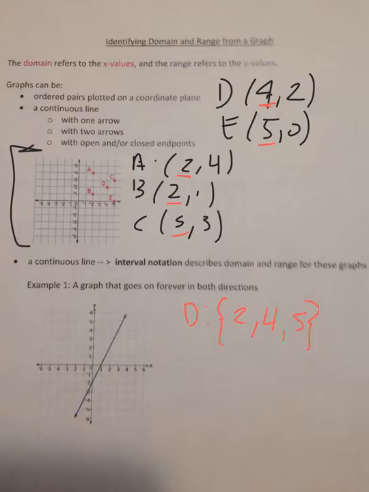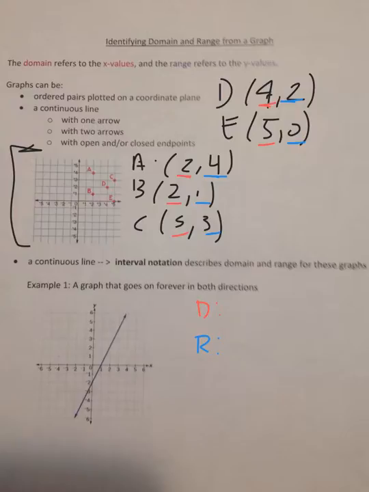Now the range would be all the y values. So I'm going to try to keep it in order here. We have a 0, 1, 2, 3, 4. So that would be how you would write your domain and range for a coordinate grid where you have just points that are plotted.